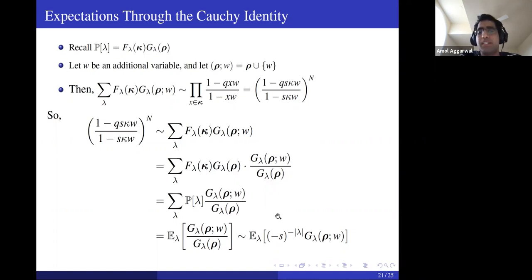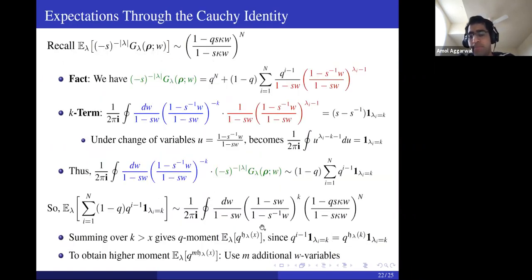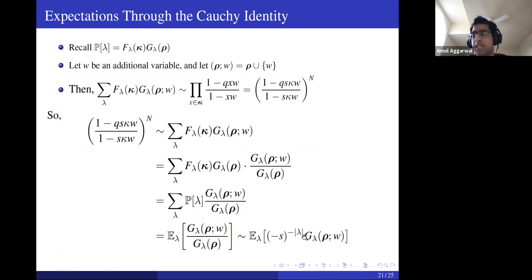Okay, and remember that g of lambda wasn't an enemy at all. It was rather simple. It was just some factor, right? It was minus s to the lambda bar, where lambda bar means the total size of lambda, the sum of lambda 1 plus lambda 2 plus lambda whatever L. So at the end of the day, you get that this factor term is equal to the expectation of some factor, which is minus s to the minus lambda, times this g. Okay, so I've gotten something.